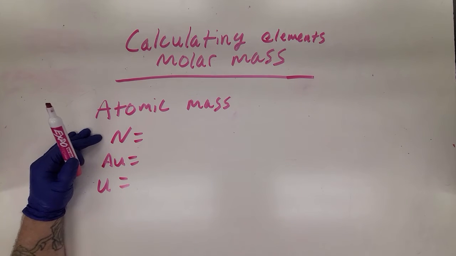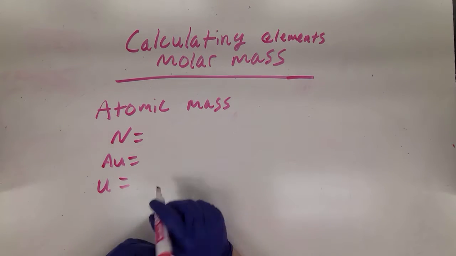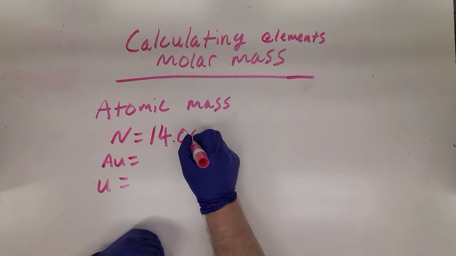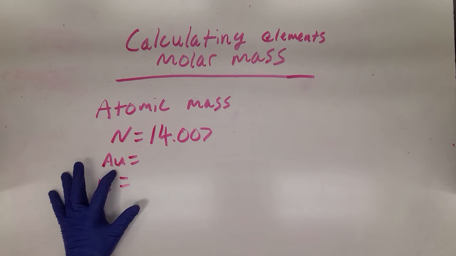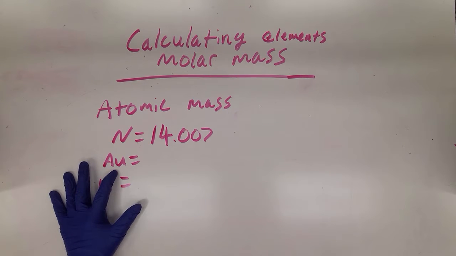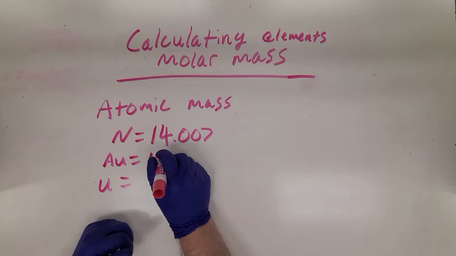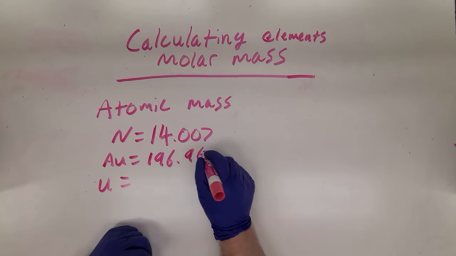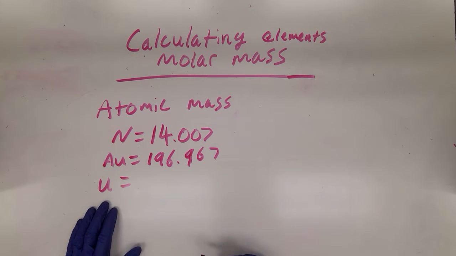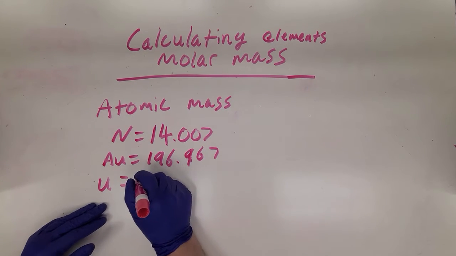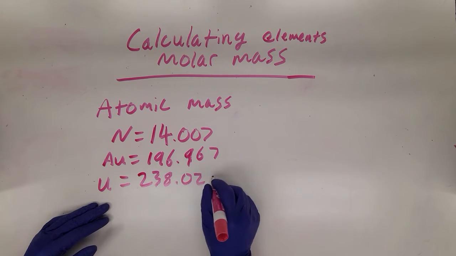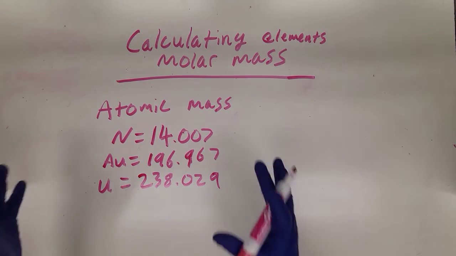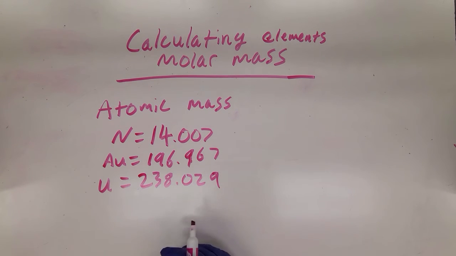This N stands for nitrogen. We're going to find nitrogen on the periodic table that has an atomic mass of 14.007. Au is the atomic symbol for gold, and that has an atomic mass of 196.967. Uranium is what U stands for, and that has an atomic mass of 238.029. And this is straight up just looking up the atomic mass. So let's go ahead and look at examples of calculating molecules' molar mass.